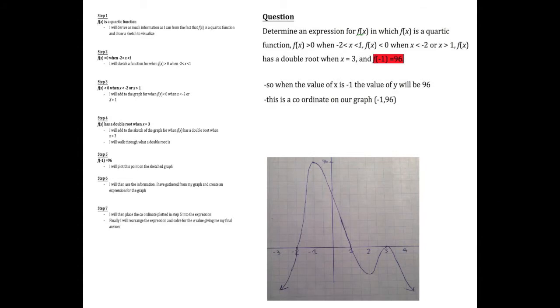Step 5 is really simple. They give you the coordinate -1 and 96, which means that the x value of -1 will have a y value of 96. So all you have to do in this step is plot that on your graph.